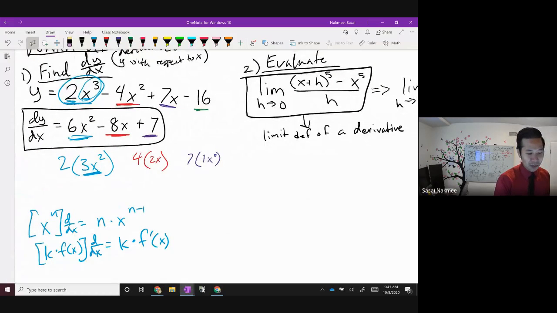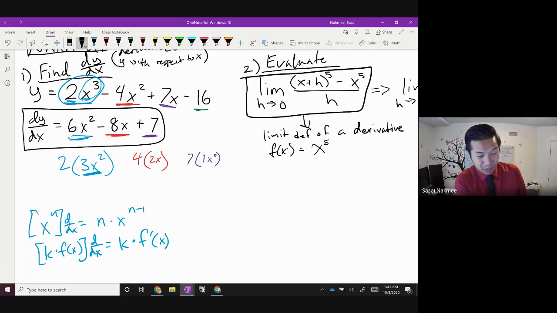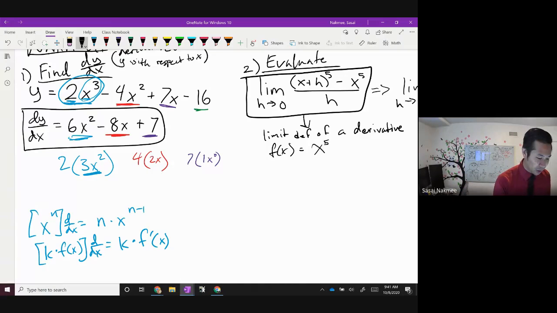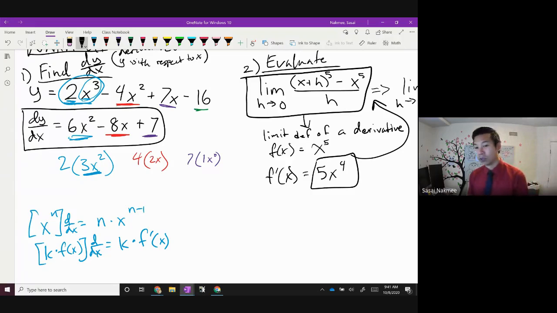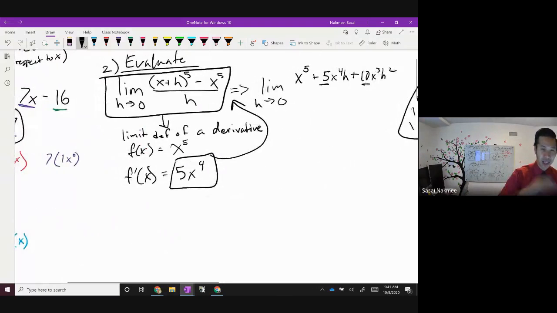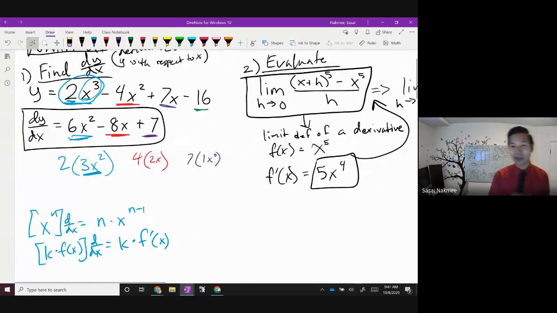If I see that this is the limit definition of a derivative, and you can identify what the original function is, by the way, the original function is going to be x to the fifth. Once I know that, I can just use my power rule. The derivative of this function is just 5x to the fourth, and that is what this limit would be evaluated to. You don't have to do all this stuff and then cancel out your x's anymore. You just need to be able to identify that that's what it is.